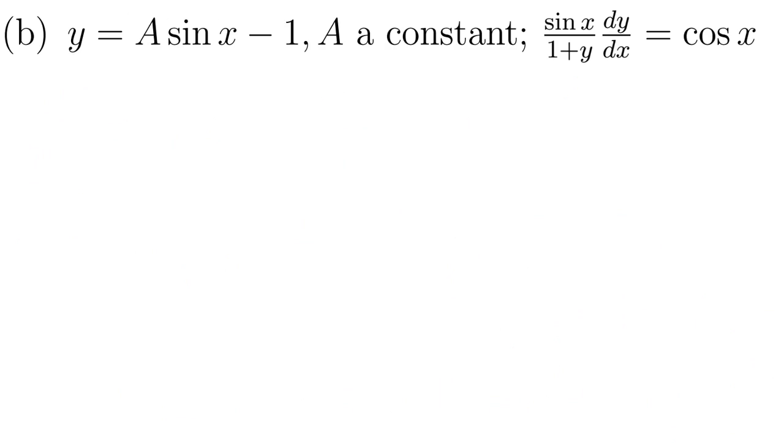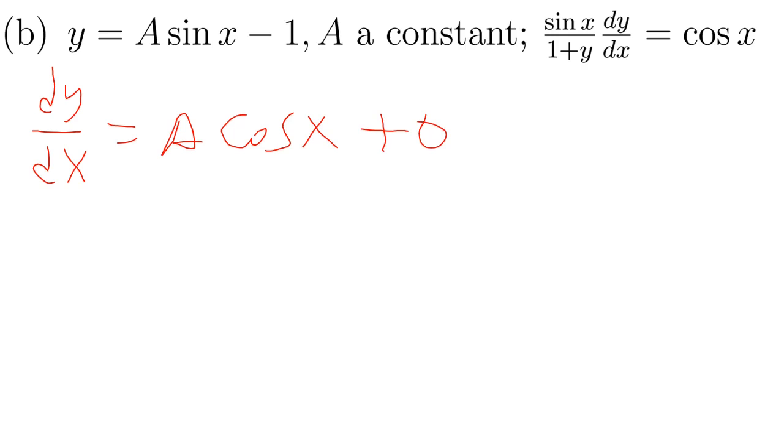Alright, for B, you are going to do the same. The only difference is that the function y and the differential equation are different from that which we saw in A, but the methodology is the same. So differentiating the function y with respect to x, you obtain a cos x, and when you differentiate -1, you have a 0.